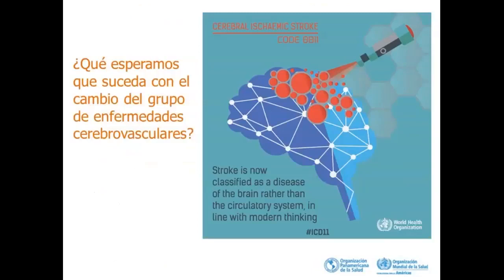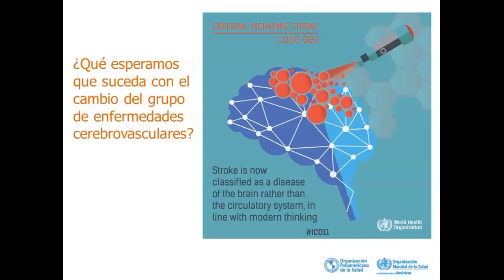Transitions through ICD-11. Robert talked about it. It is a case, some might be in favor, some against, but it is a concrete fact. What has happened to the cerebrovascular disease group? It changes in the group. When you analyze, though, you need to ask what it means that it changes in the group. What is the impact? Should I be concerned or shouldn't I be?